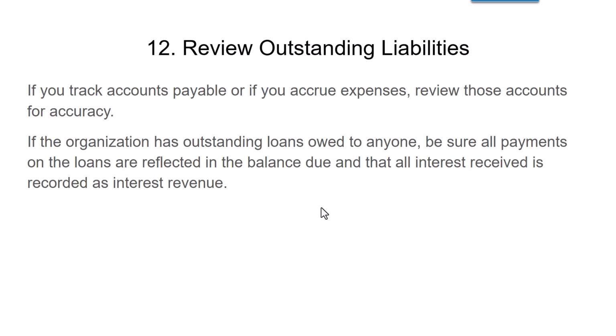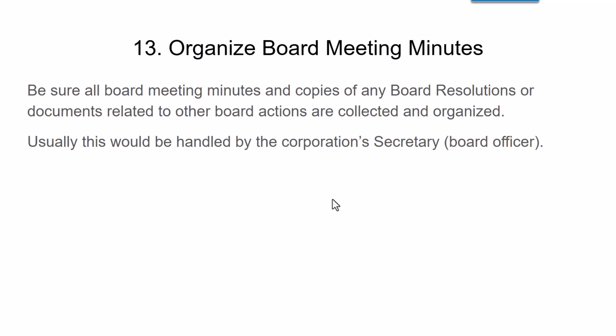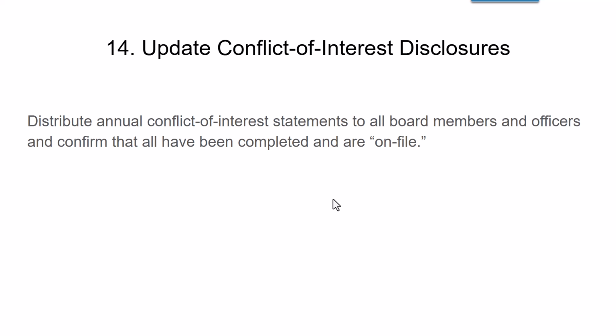Review outstanding liabilities. So if the organization has any outstanding loans to anybody, be sure that any payments on those loans are reflected in the balance, and that any interest that was received on the loans is recorded as interest revenue. You want to make sure all your board meeting minutes are organized, any board resolutions or any other documents related to board actions. Secretary of the corporation usually does that.